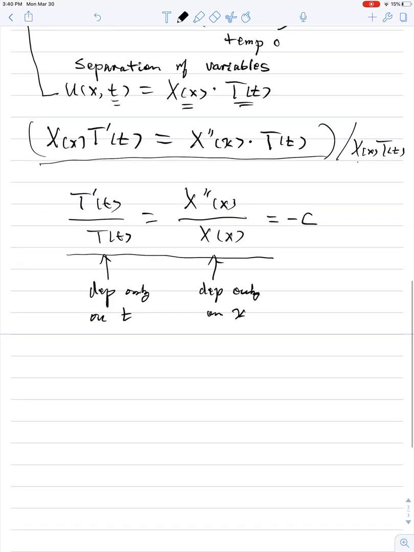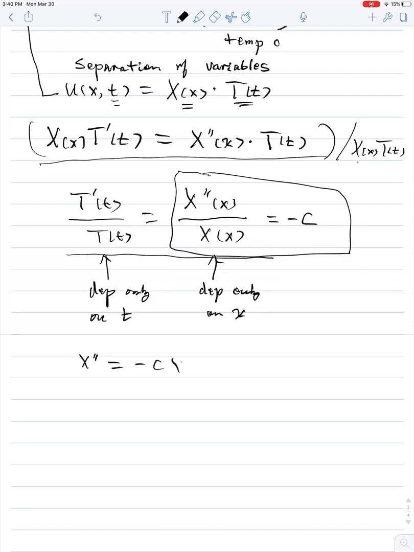Now we want to solve this equation. Let's look at this equation first. This is X'' equals negative cX, and then we move everything to the left hand side. Now this is a second order ODE with constant coefficients, and the characteristic equation is this.